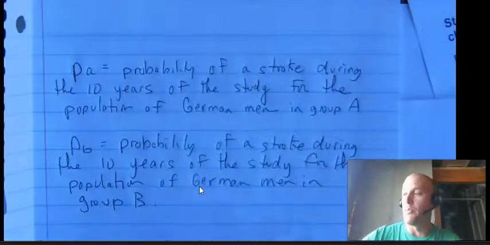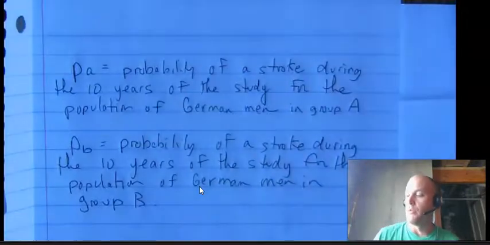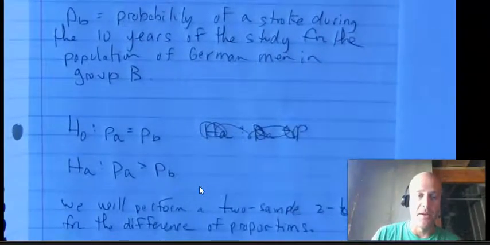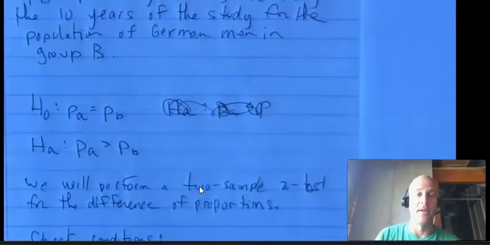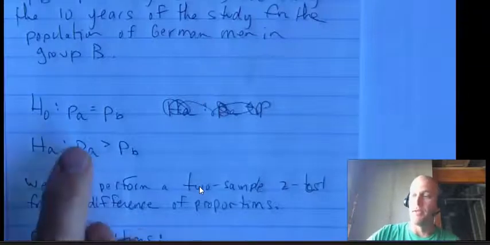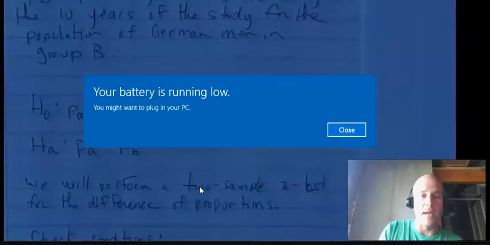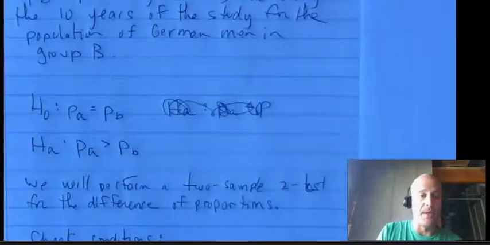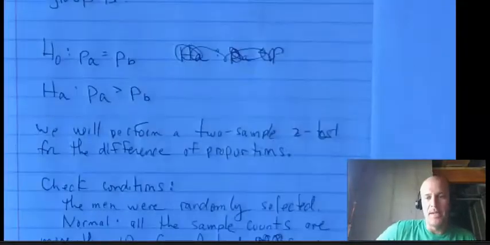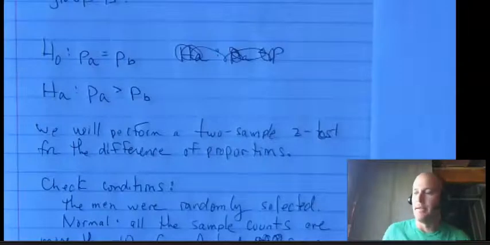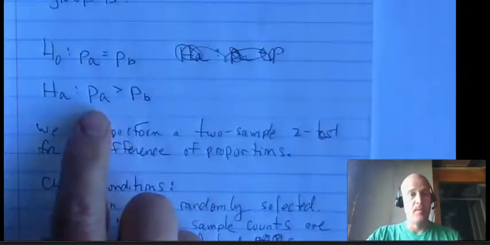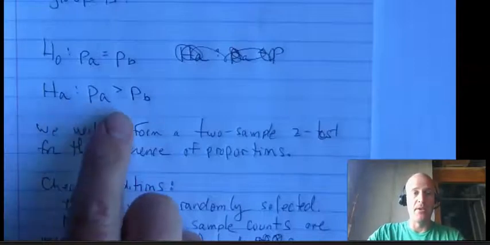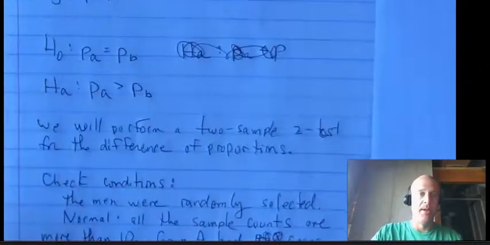So once we have those parameters established, we're ready for the hypotheses. We're going to perform a 2-sample Z-test for the difference of proportions, and these 2 proportions we're going to assume are the same. So that's where I write P sub A is equal to P sub B. So we would say this is a one-sided test because we think that the proportion of men in the first group is going to be higher than the proportion of men in the second group.